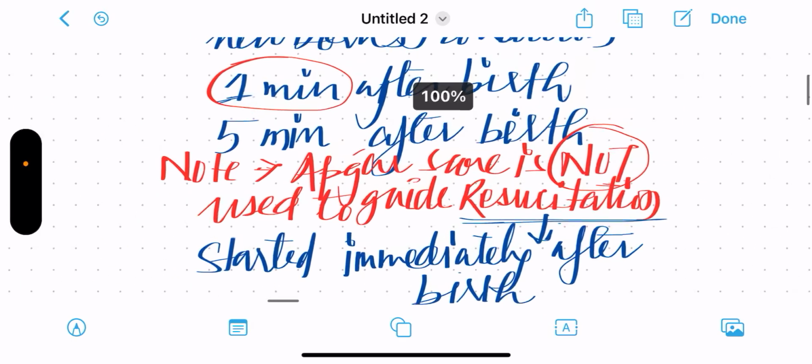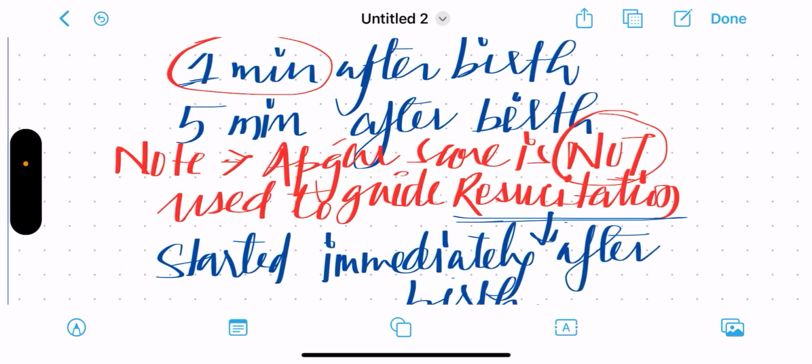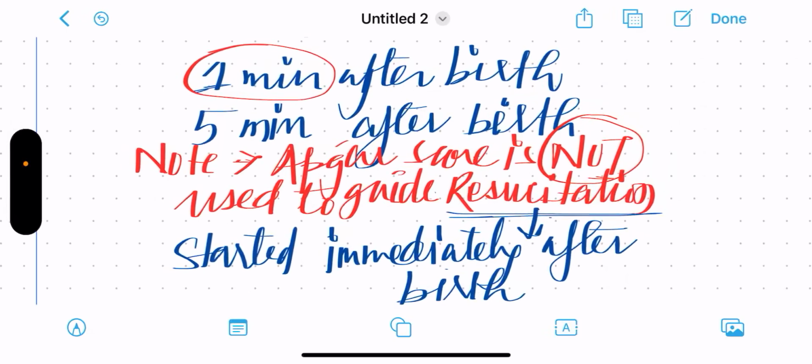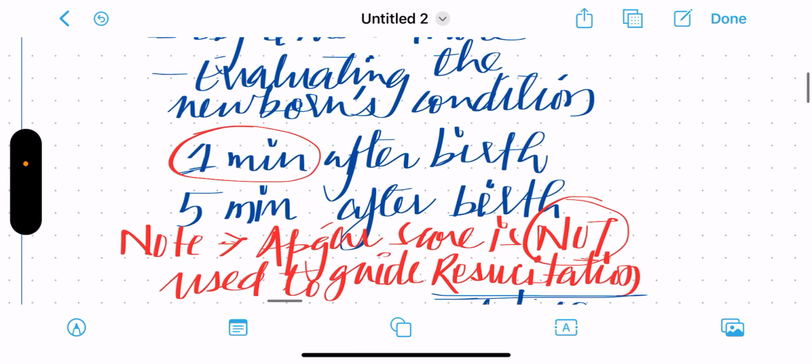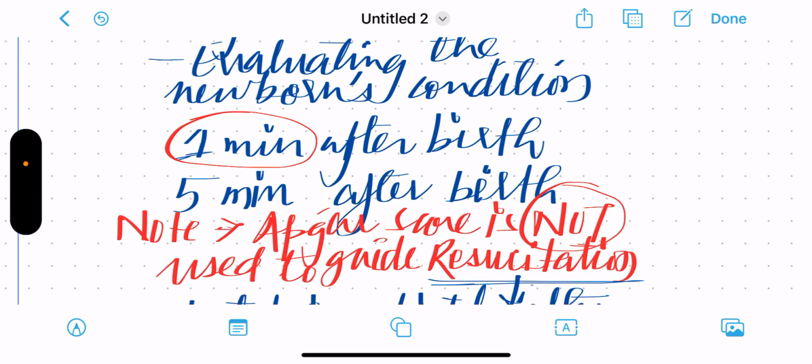APGAR score is actually performed at 1 minute after birth. But if a child needs resuscitation, it has to be started immediately after birth. So APGAR score is not used to guide resuscitation, but it is just used to evaluate a newborn's condition. And after that, we will see that the serial scoring of the APGAR score basically helps us to understand how well the neonate is responding to the resuscitation efforts that we are making for the child.